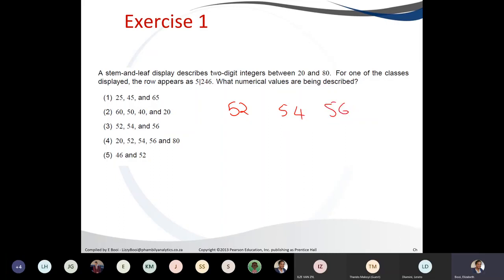If I look at the data here, I must look for the one that looks exactly the same, and so I can put an end there. So I can see that it's option number 3. And that's how you use the stem and leaf, or you unpack your stem and leaf so that you understand what it means.